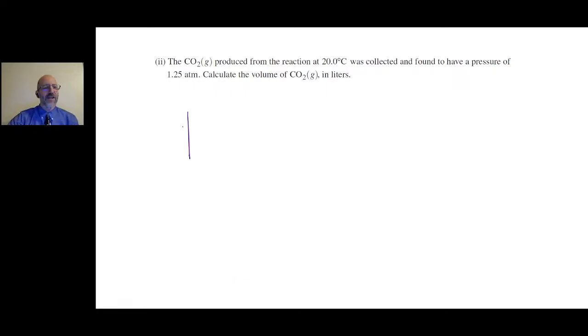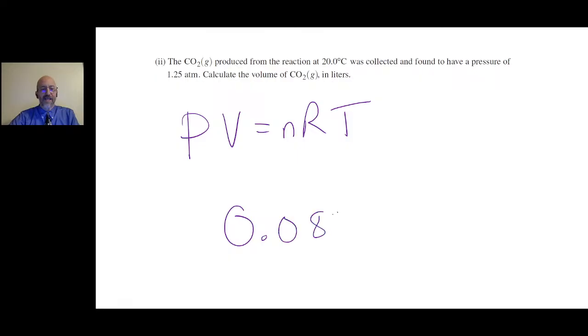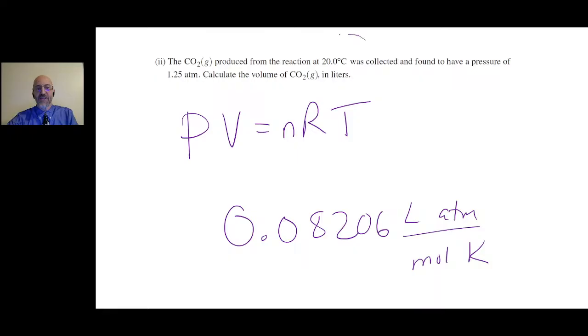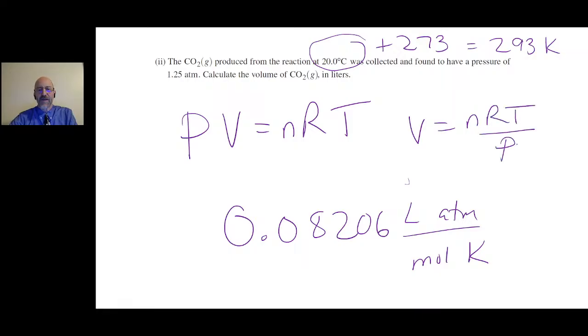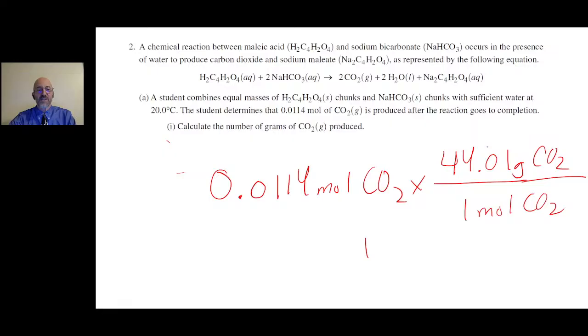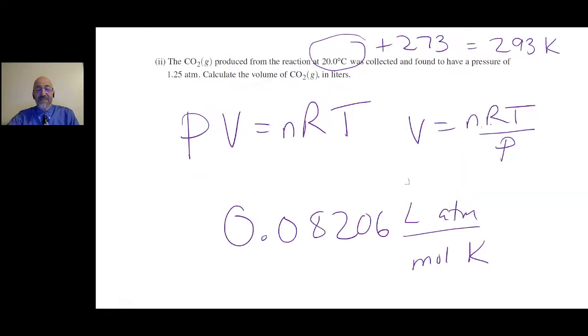All right, so we're going to calculate using the ideal gas law. Now, because the pressure is in atmospheres, we're going to use 0.08206, which has units of liters atmospheres per mole per Kelvin. So we definitely have to change this temperature into 293 Kelvin. We are solving for volume, so it's going to be V equals nRT over P. So I'm going to take the moles from the previous part, which is 0.0114, times the gas constant from the equation sheet, times the Kelvin temperature, divided by the pressure, and that will be my volume in liters.